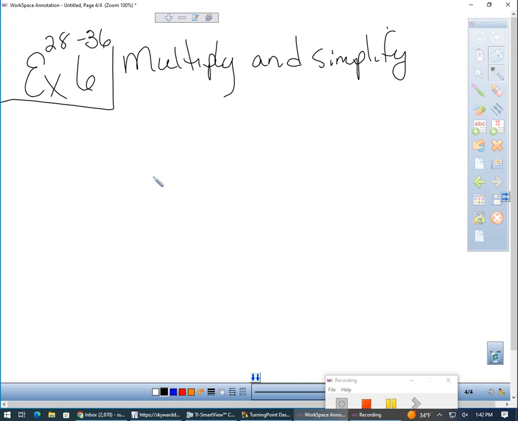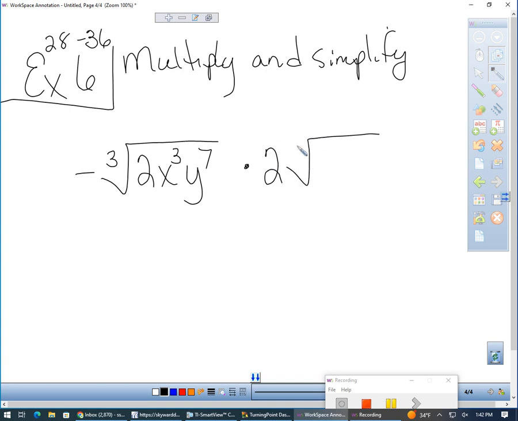Let's go with negative cube root of 2 x to the 3rd, y to the 7th, times 2 cube root of 12 x y to the 2nd.